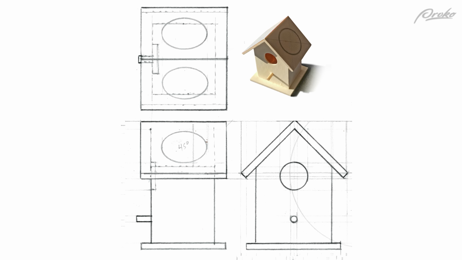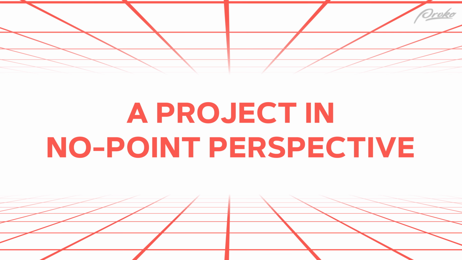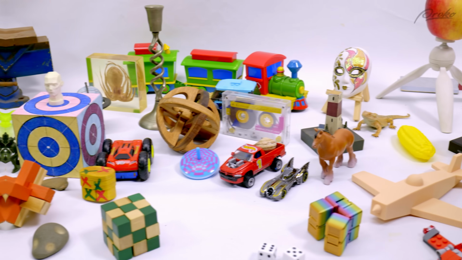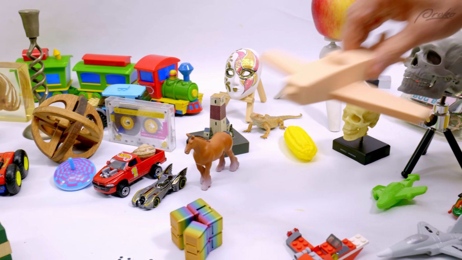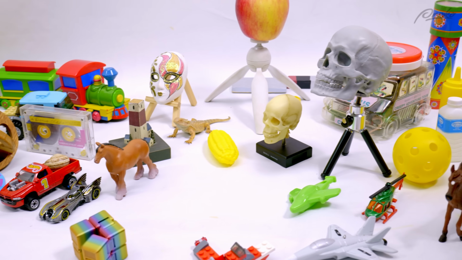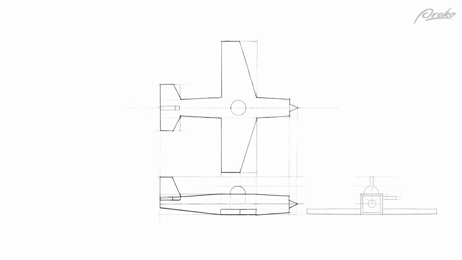Let's do a project to get the idea. A project in no-point perspective. Back to the object you chose for your form study. Draw it from top, side, and front, proportioned as truly as you can. It helps to not be too close. Put it away from your face.